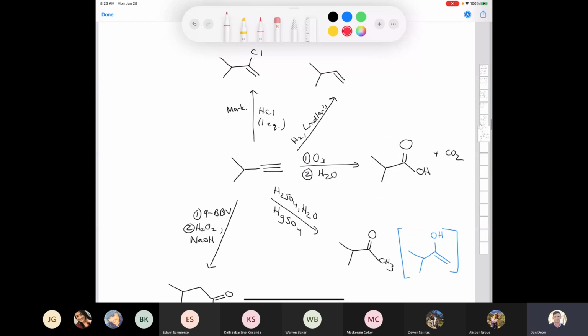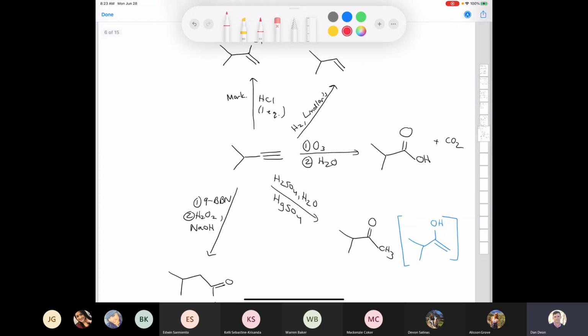Well, I can see I kind of painted myself into a corner here. I don't have a lot of space, but let's see. The next one, we want to make a geminal dibromide. So we want to add 2 bromines here. This is like a double Markovnikov addition of HBr across the triple bond.